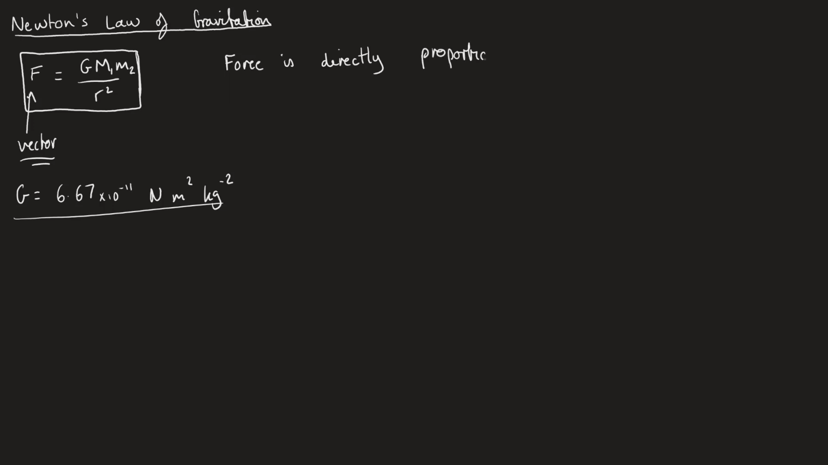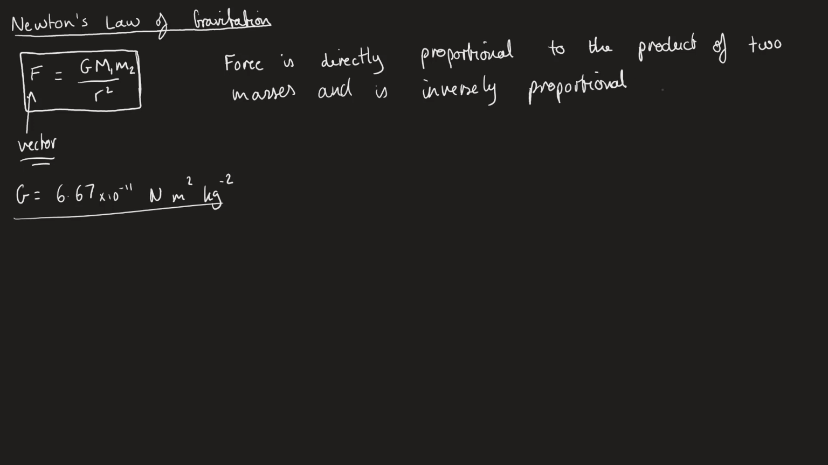to the product of two masses. Okay, so the product of the two masses is m1 times m2, and is inversely proportional to the square distance between them. Okay, where r is the distance between these two bodies.